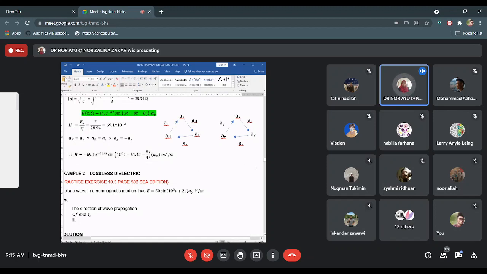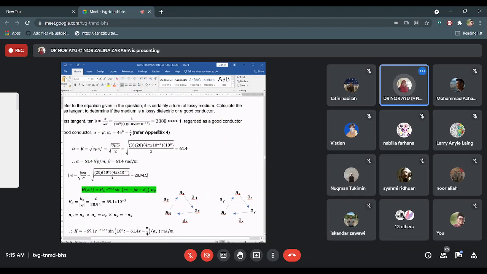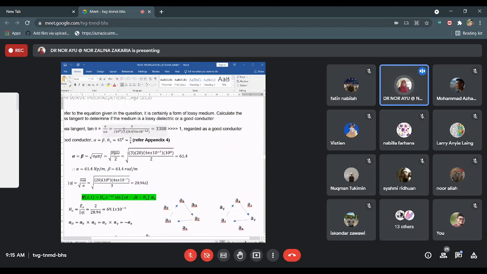Okay, so remember again, kamu tak payah ingat semua the equation because the equation is in your appendix. Just you need to determine whether dia adalah lossy ataupun lossless. Kalau dia adalah lossy, you need to determine the loss tangent like this. Cari loss tangent dulu untuk determine whether dia adalah lossy dielectric ataupun good conductor. Then you can proceed to look into the equation for which one yang kamu nak cari.